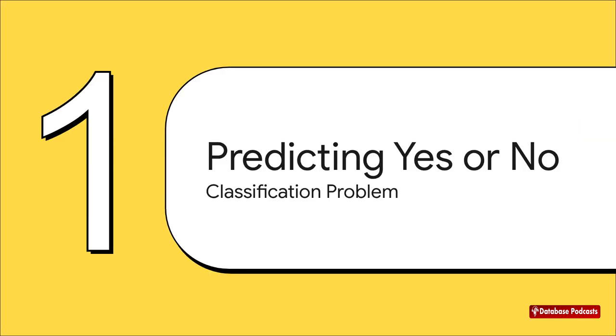All right, first things first. Let's get really clear on what we're trying to do. This isn't about predicting how much money someone might spend. It's about predicting if they'll spend it at all. That right there is the heart of a classification problem.